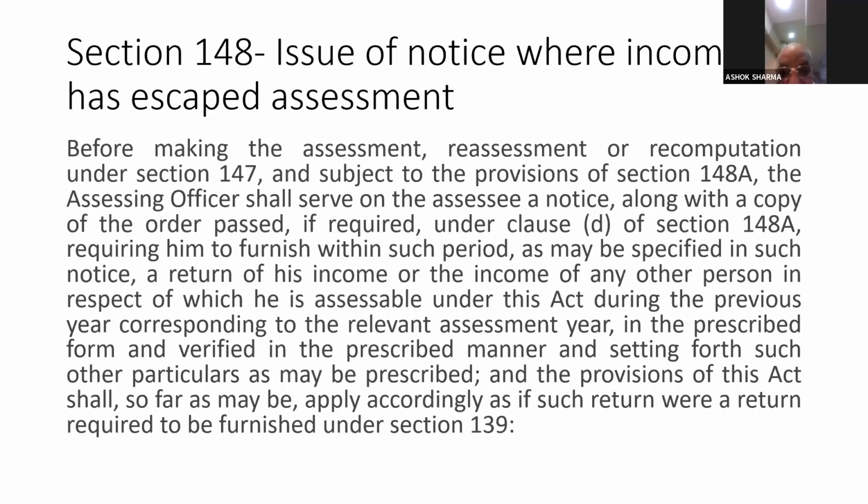Okay. Very well. Now with this, we'll go to the next section, 148. So 148, the title of the section has remained unchanged: issue of notice where income has escaped assessment. The text of the section has undergone change. Before making the assessment, reassessment, or recomputation under section 147, and subject to the provisions of section 148A, these words have been added by Finance Act 2021. That means whatever you do under 148 is subject to the provisions of 148A.